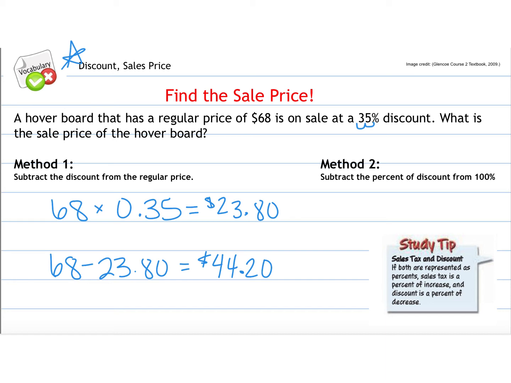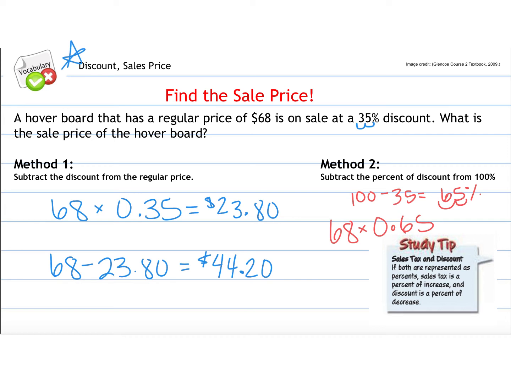Method number 2, if we are saving 35%, what we could do is we could take the 100%, that's the full price, subtract off the 35% that we are saving. So 100 minus 35 is 65. So that means you're only spending 65% of the original price. So now let's figure out what is 65% of $68. Move the decimal 2 spots to the left and multiply that. 68 times 0.65.